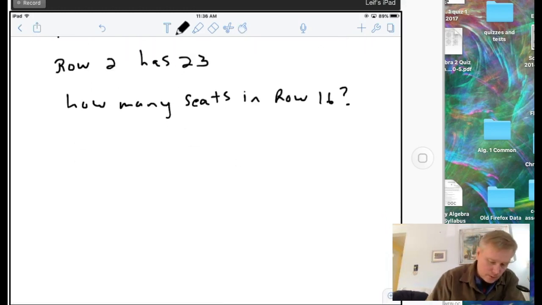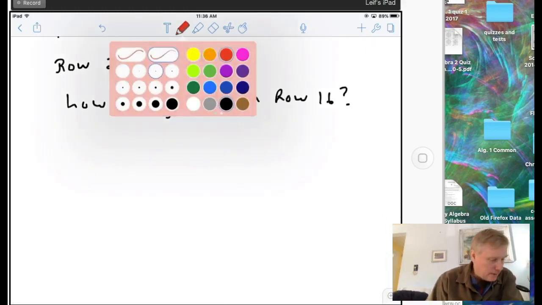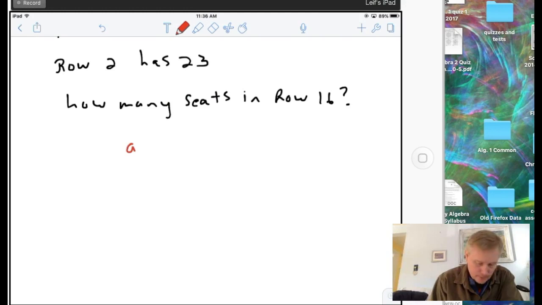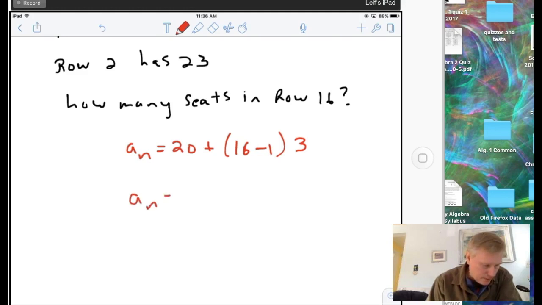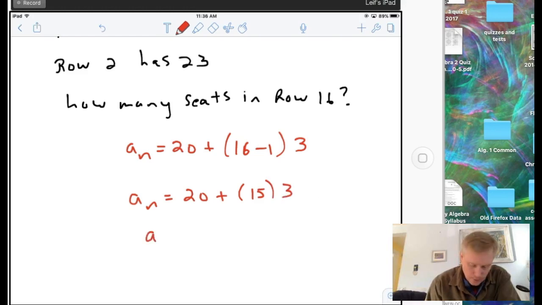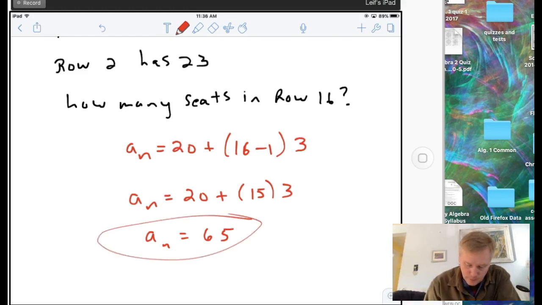Okay, welcome back. All right, so let's see. A of n equals 20 plus 16 minus 1 times d, which is 3. So a of n will equal 20 plus 15 times 3, which will give me 65. 65 seats. Okay, that's it.